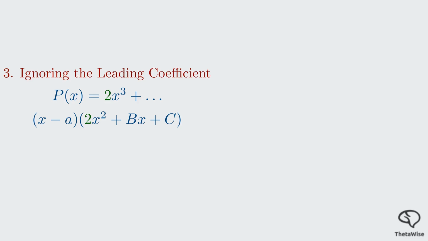When equating coefficients or using long division, ensure you account for the coefficient of the x cubed term. If the polynomial starts with 2x cubed, your quadratic factor will likely start with 2x squared. Always expand your final answer mentally to check it matches the original leading term.